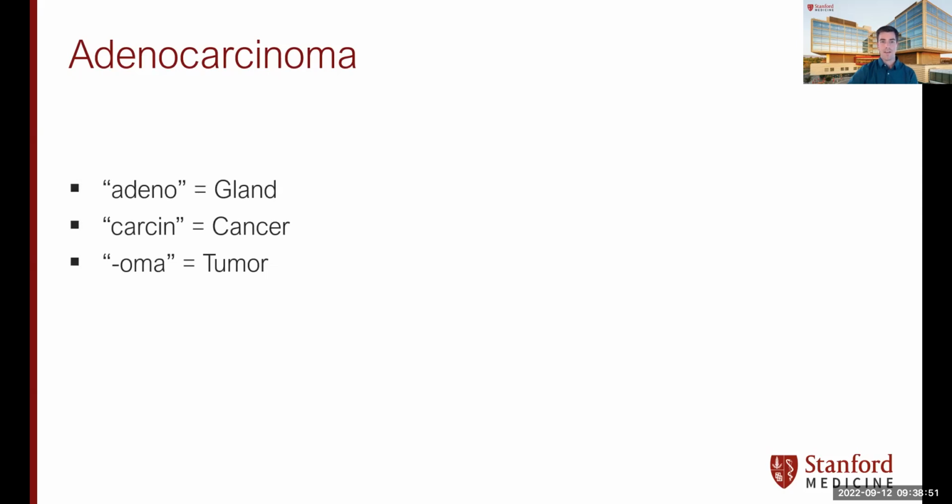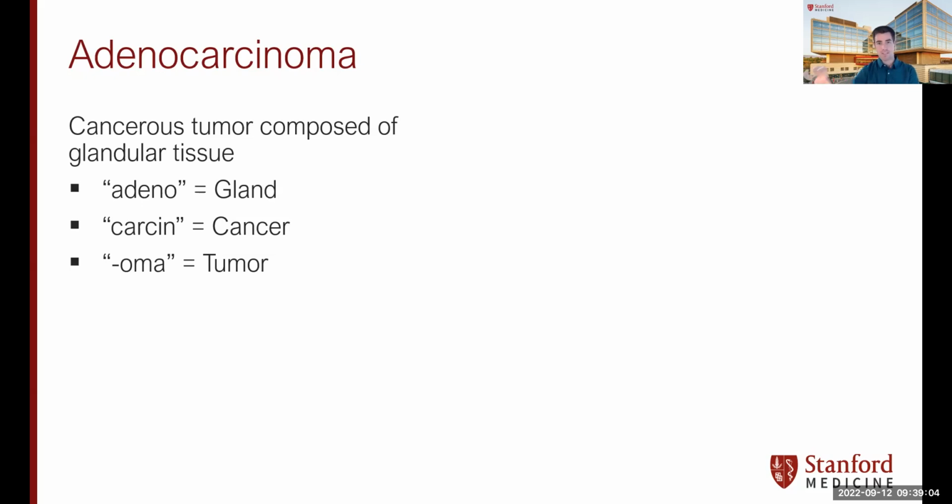Yes, I love that specificity. So adeno is a gland, carcin is cancer, oma is tumor, right? So adenocarcinoma is a cancerous tumor composed of glandular tissue. And all this is incredibly important. Like all these little details, I think, help us to figure out exactly what we're talking about, right?